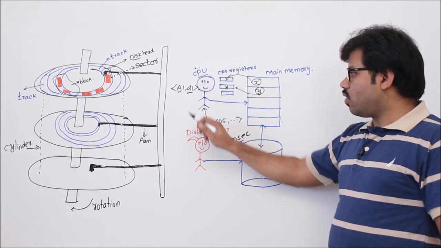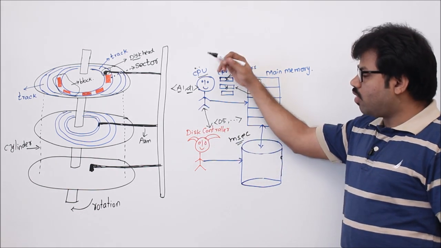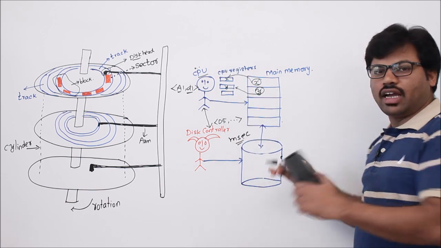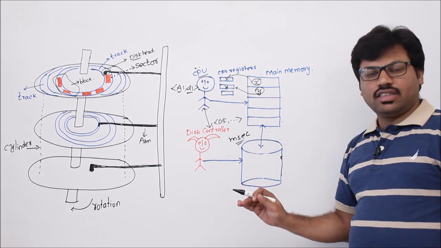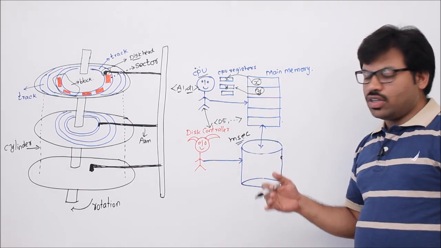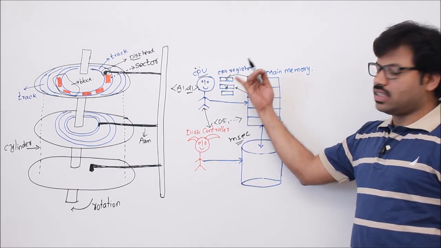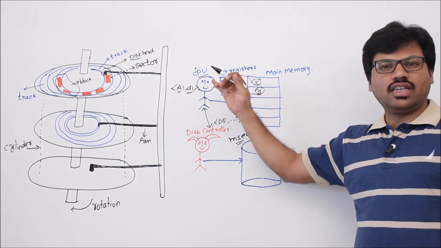Then immediately the disk controller says, okay, you do your work, Mr. CPU, don't bother about it, I will do it and you take care of your things. Once it is done, I will give some signal to you. So somehow the disk controller gives the signal to the CPU that this work is done.